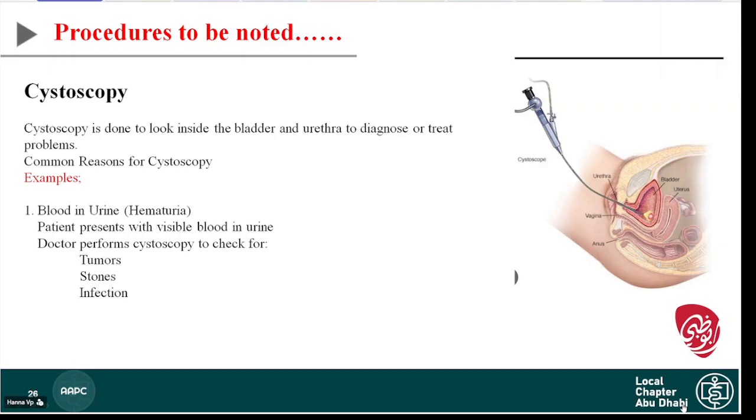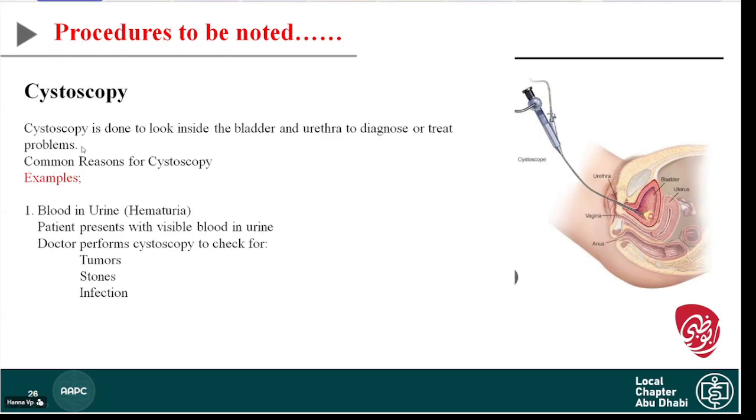So what is meant by cystoscopy? Cyst means a part of the urinary system, the bladder. What is the main function of the bladder, guys? It is the storage of urine. After production, the urine is stored in the urinary bladder only. Okay, so cystoscopy is done to look inside the bladder and urethra to diagnose or treat problems of this area.